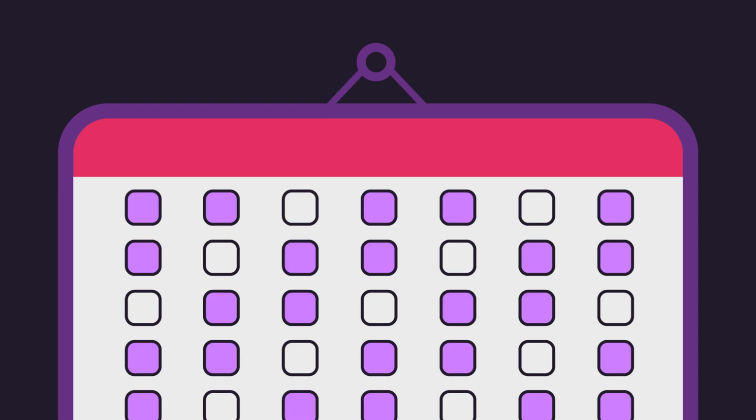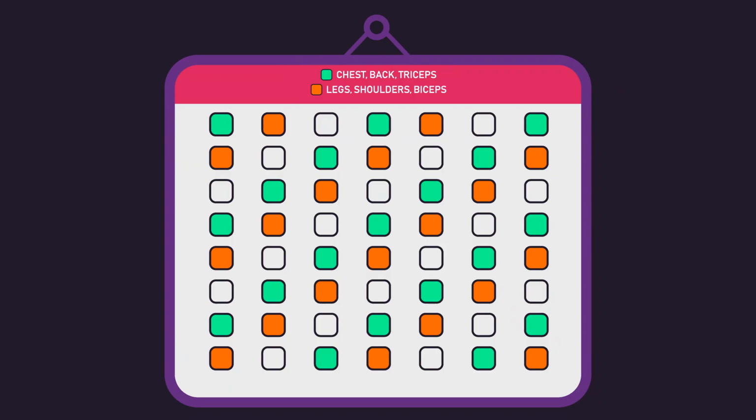On day one, both groups trained the chest, back, and triceps. On day two, both groups trained the legs, shoulders, and biceps. This whole cycle was repeated for 8 weeks.